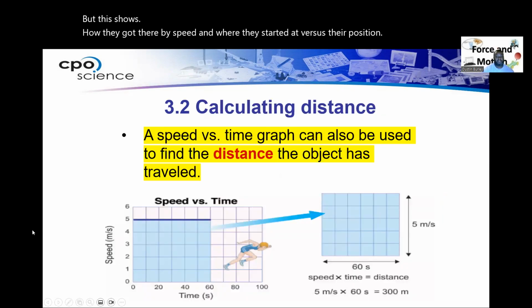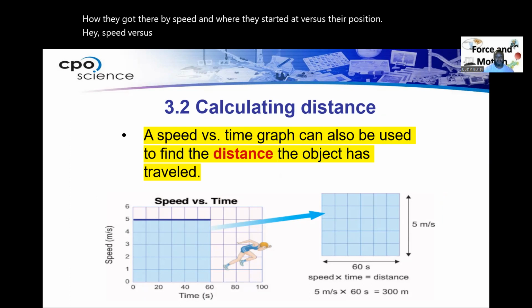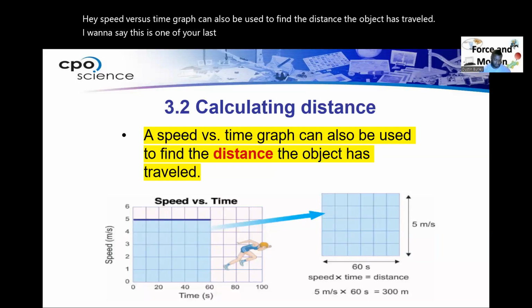A speed versus time graph can also be used to find the distance the object has traveled. I want to say this is one of your last slides.